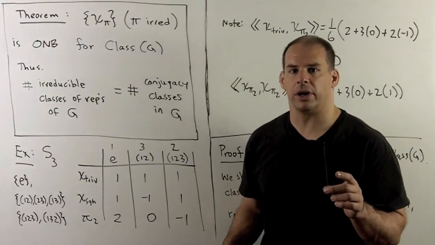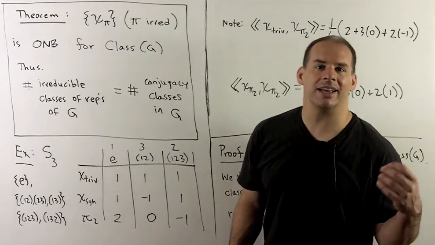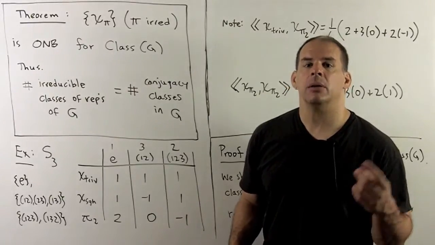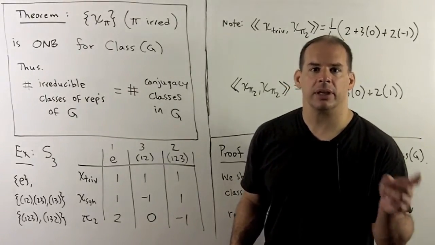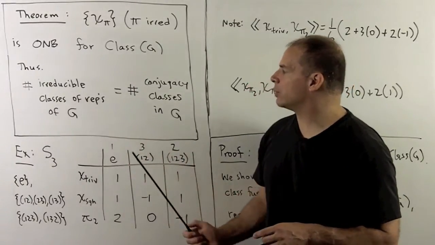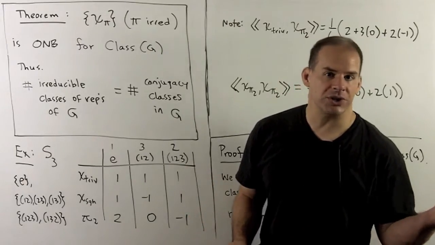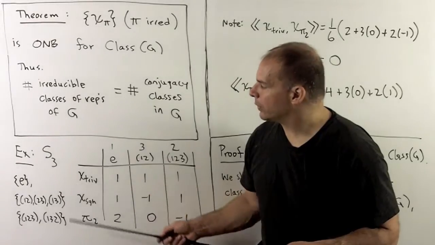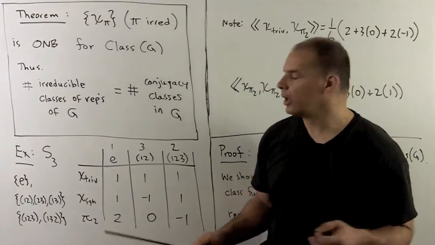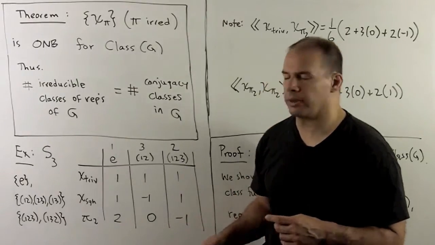This leads to our next theorem. We've seen that the irreducible characters form an orthonormal set in Class(G). In fact, they form an orthonormal basis. Because we have two bases, we could just count: the number of irreducible classes of G is equal to the number of conjugacy classes in G. So, for example, if we take S3, we have 3 conjugacy classes given by cycle structure. We also have 3 irreducible classes of representations.